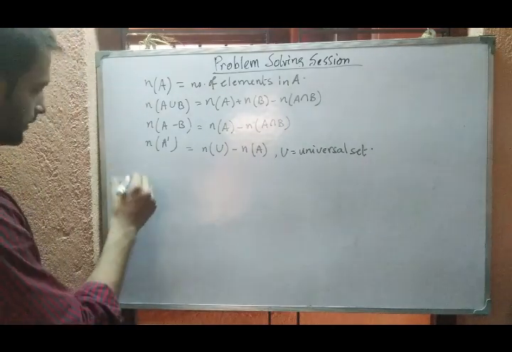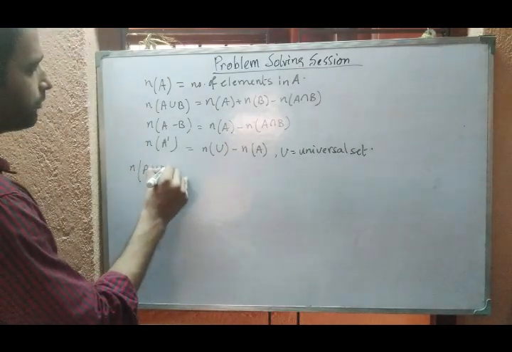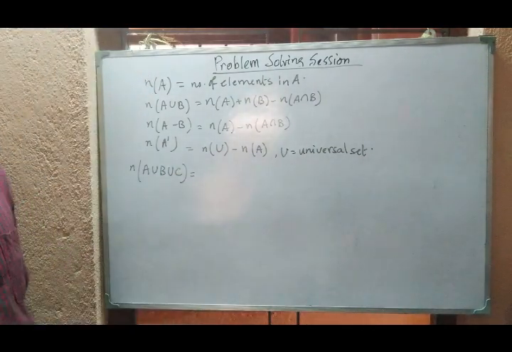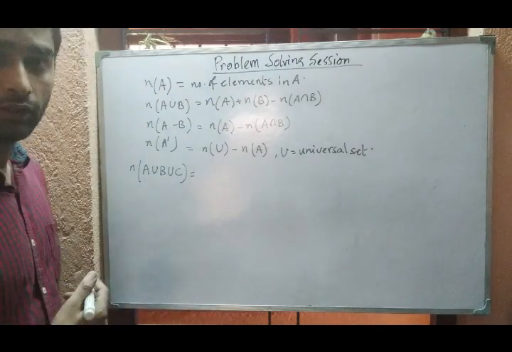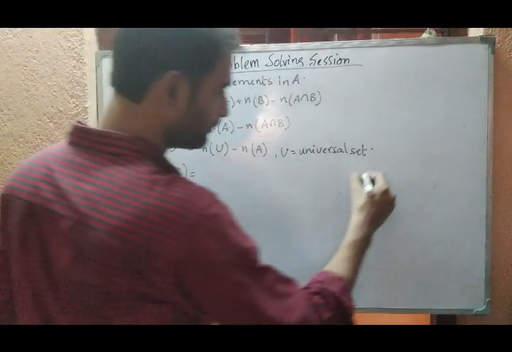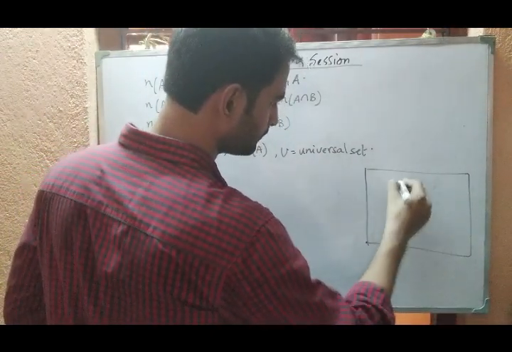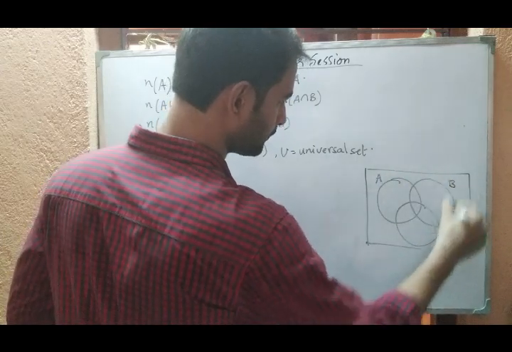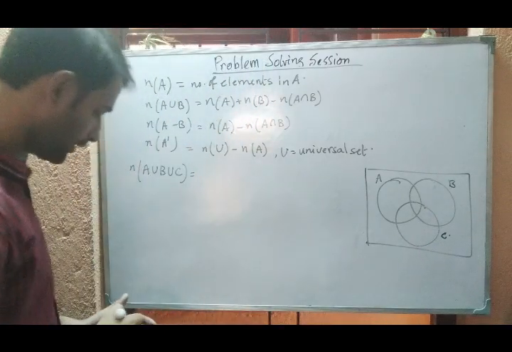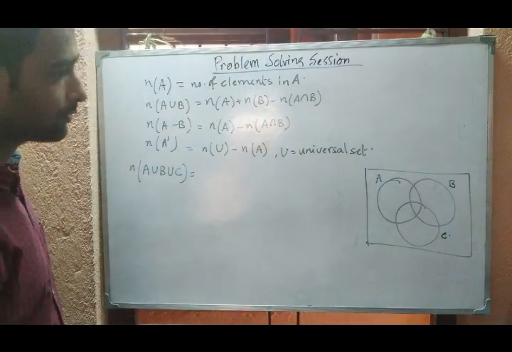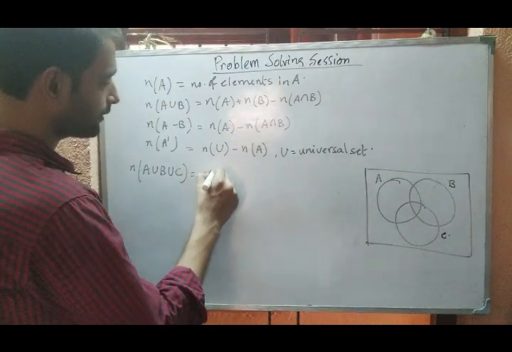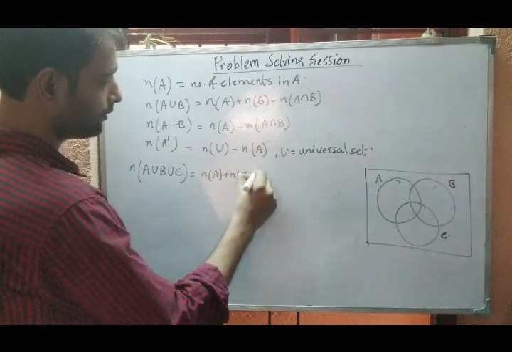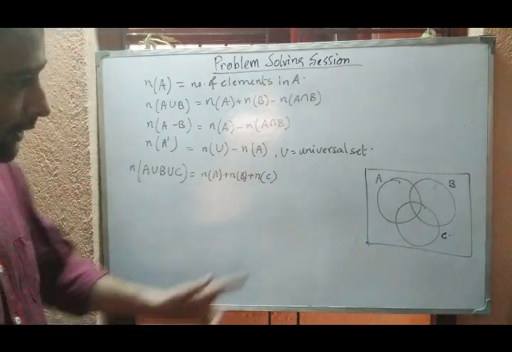So now let us find the formula for A union B union C and the higher ones, meaning the union of 4 sets and 5 sets and all this. Okay, so see here, if you draw the Venn diagram, you have to take all the elements in A union B union C. So first of all we will take n(A), n(B) and n(C). And now we will deal with the intersections.